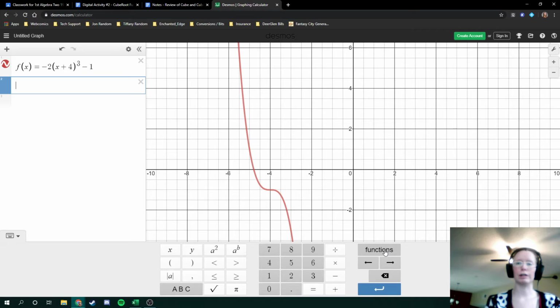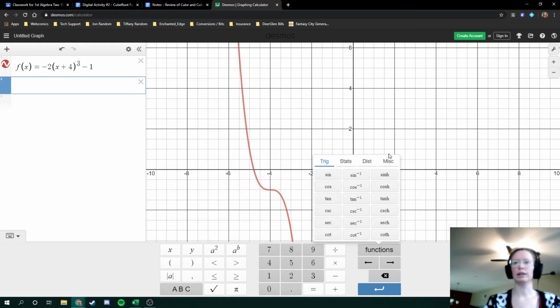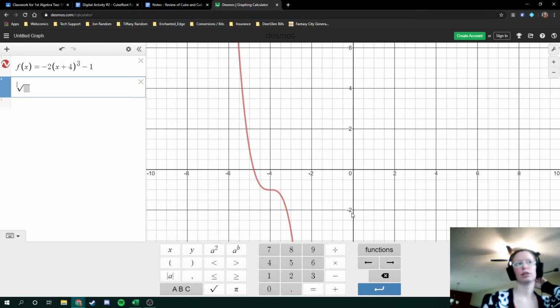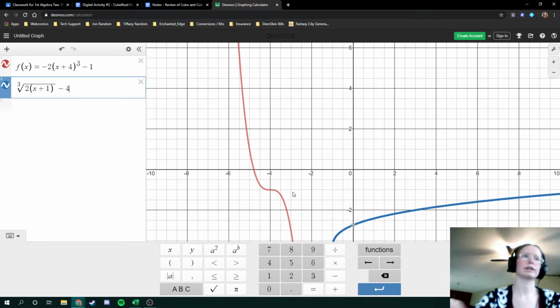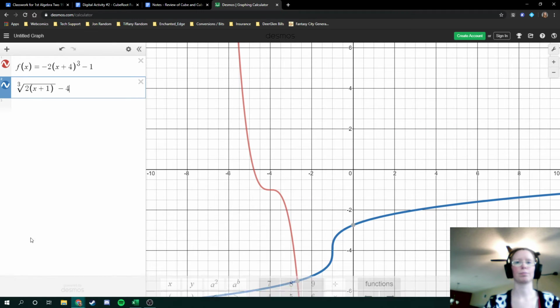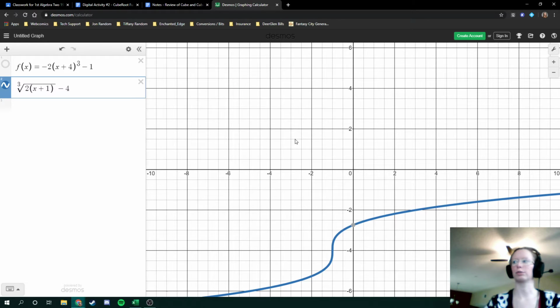And then we're going to go to functions, miscellaneous. And then right here is the nth root. So we get to pick what little number is going to be sitting on the shelf. So click on that one. Type in 3. Go over 2x plus 1. Get outside of the house, minus 4. And if you want to, you can turn off the first one by just clicking on its color.